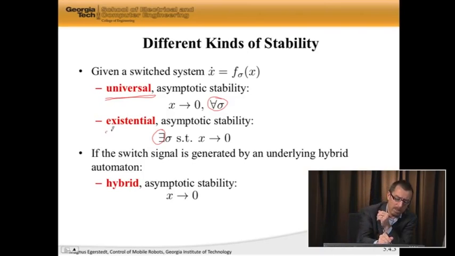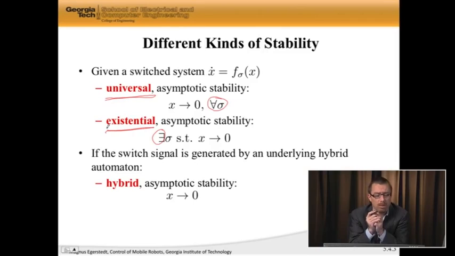And these are the two main ways in which people want to deal with switch systems. In our case, we don't typically have "there exists a switch signal" or "for all"; we have what's called hybrid stability, in that we actually have a hybrid system that is itself generating the switch signal. So x goes to 0, not for any old sigma or for all sigma, but for the one that happens to be the one that we have in our hybrid system.